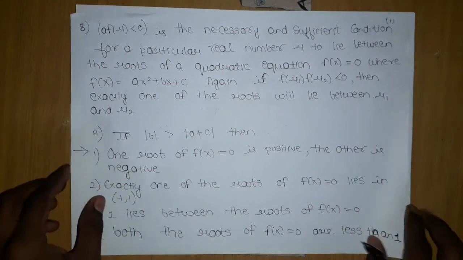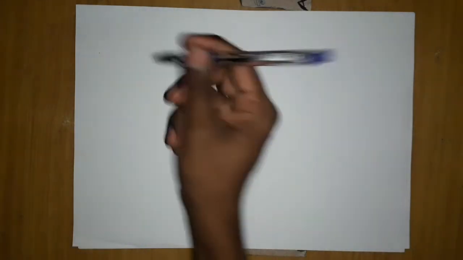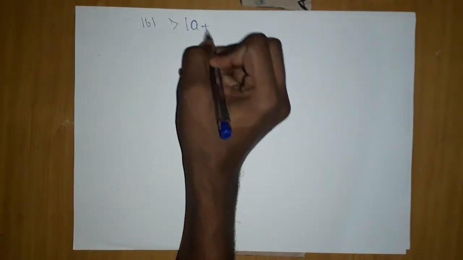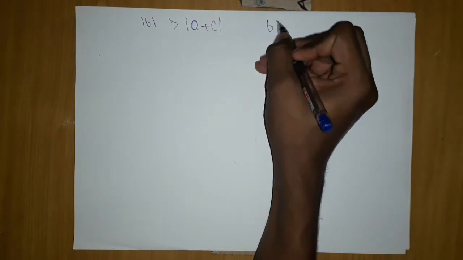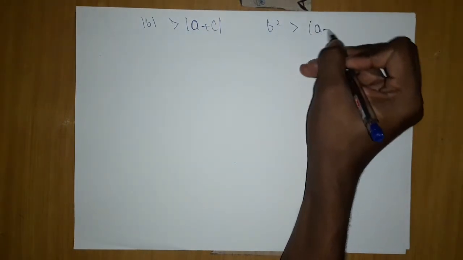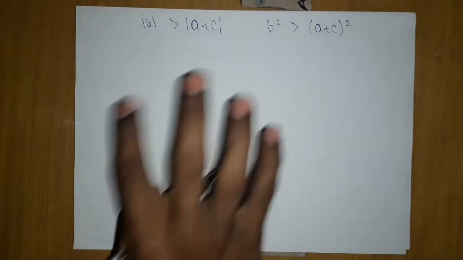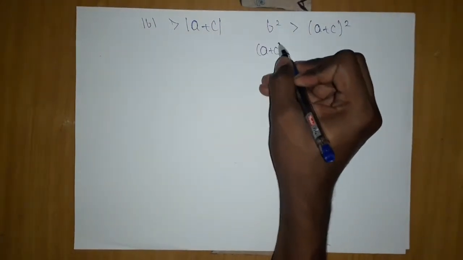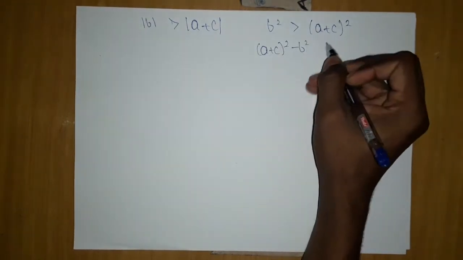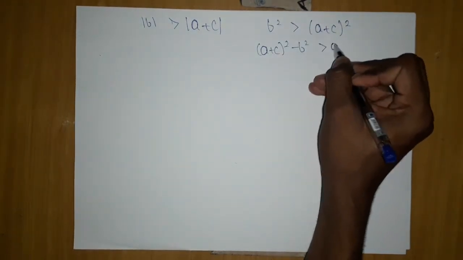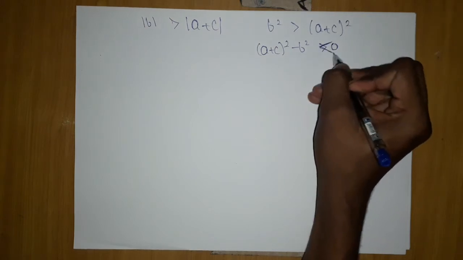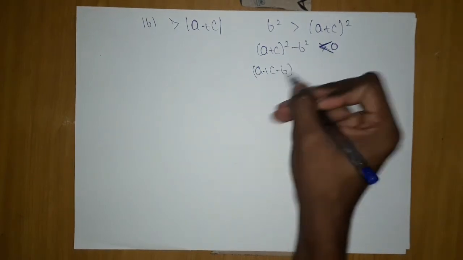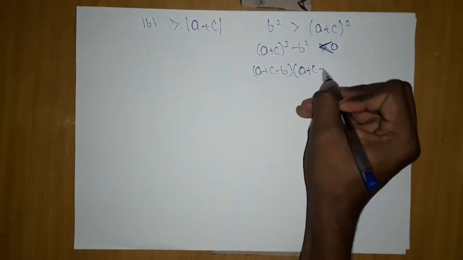Now let me take a page. They are telling mod b is greater than mod a plus c. Let's square both sides; squaring is the only option we have here. Now you can see the a square minus b square format, so let's apply it. The other reason is that we can form f of 1 and so on. So we are getting a plus c minus b and a plus c plus b.